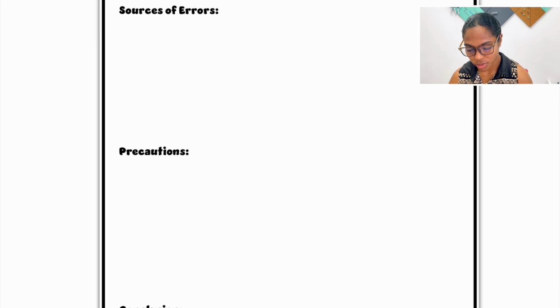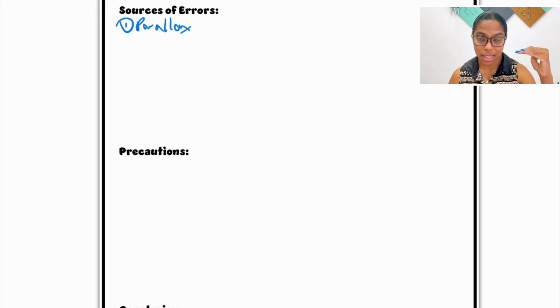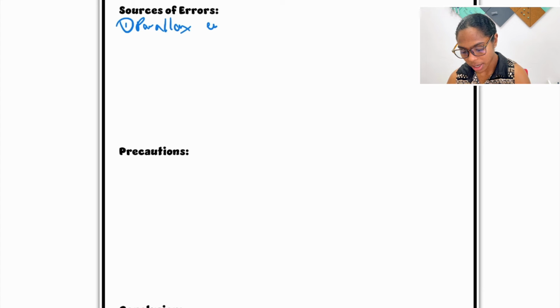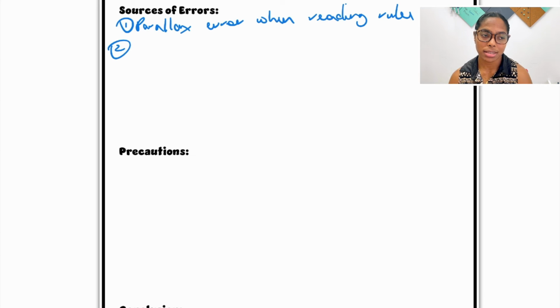So one source of error might be that your eye was not at eye level with the marking when you were taking the reading of the length of the pendulum. So I could say parallax error, because that's what parallax error is, when you're supposed to get your eye at eye level of the meniscus or whatever it is you're measuring. So parallax error when reading ruler. Or maybe you couldn't get the length exactly to the middle of the pendulum, because we know it's not to the end of the string, it's actually from the tip of the string to the center of the pendulum. That's what we take as the length. So since you couldn't get an exact space for the center of the pendulum, that is an error.